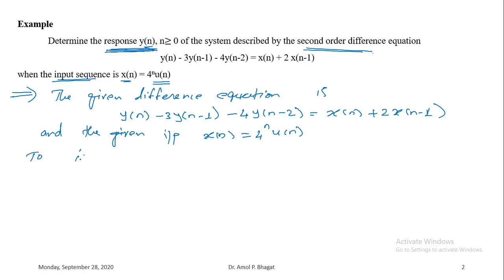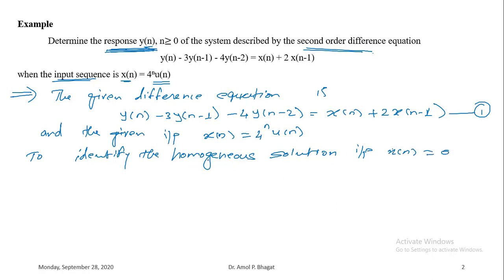Call this equation the first equation. To identify the homogeneous solution, you have to assume the input x of n is equal to 0. The homogeneous solution, that is yh of n, has the form lambda to the power n. So yh of n is equal to lambda to the power n.